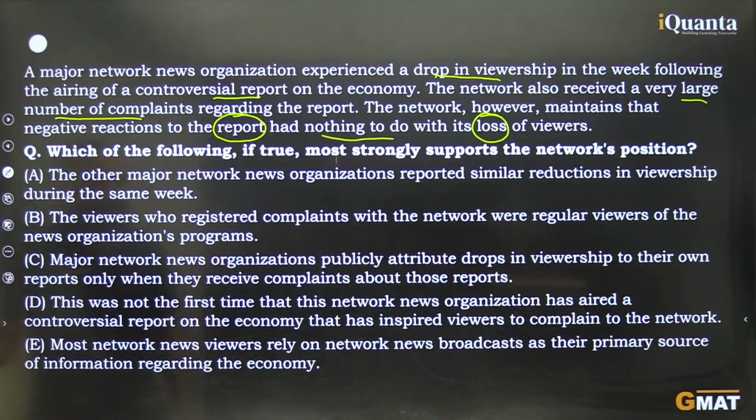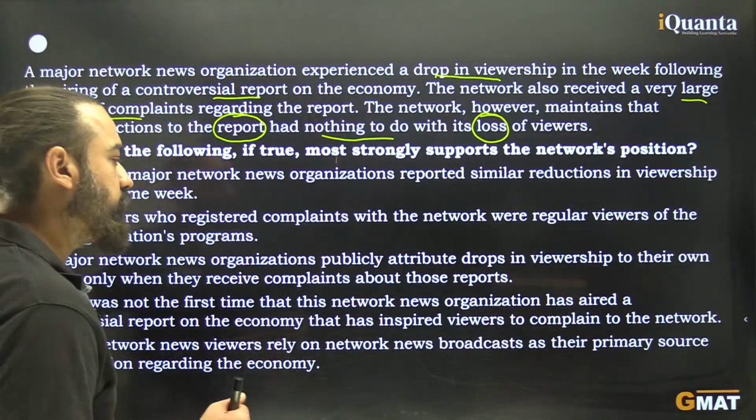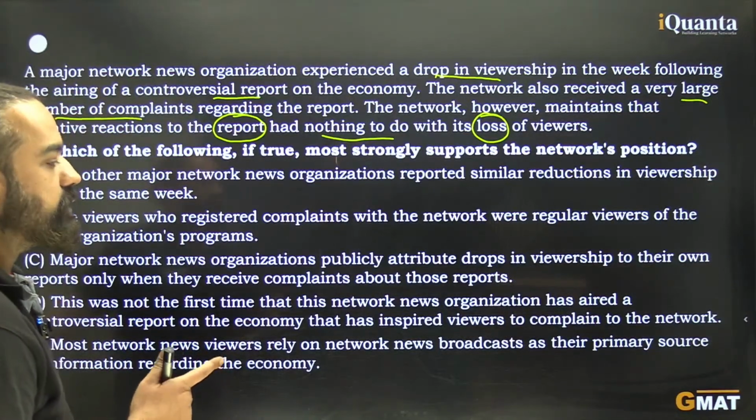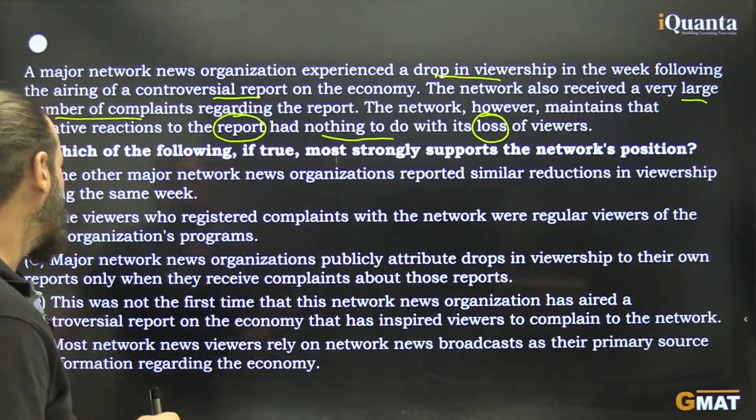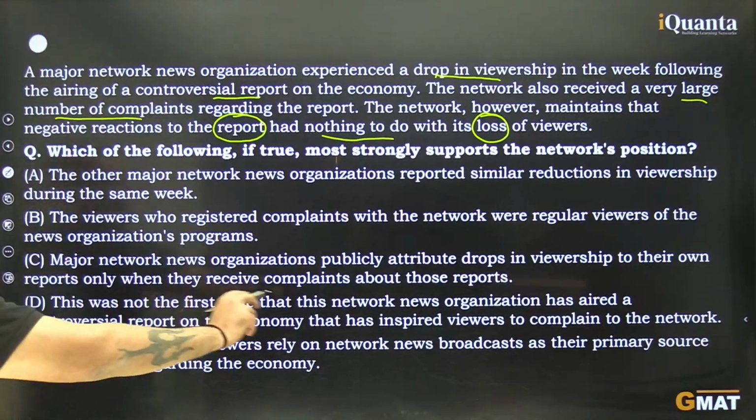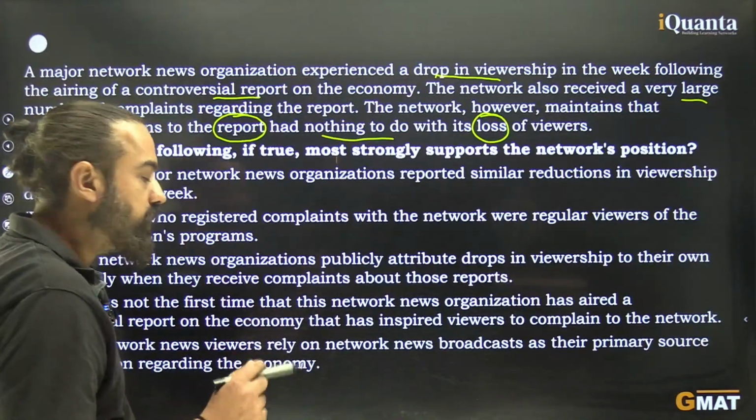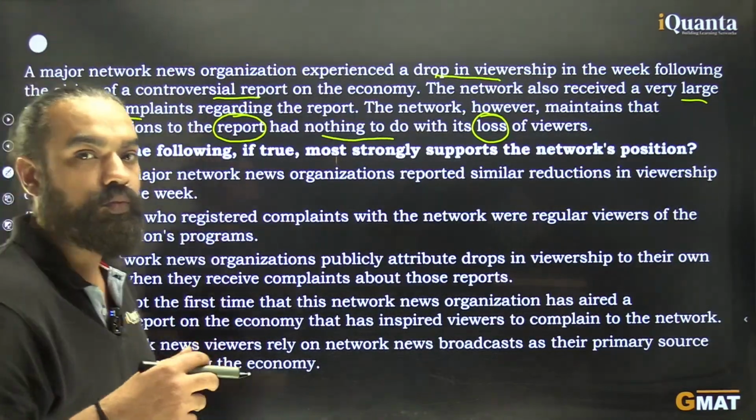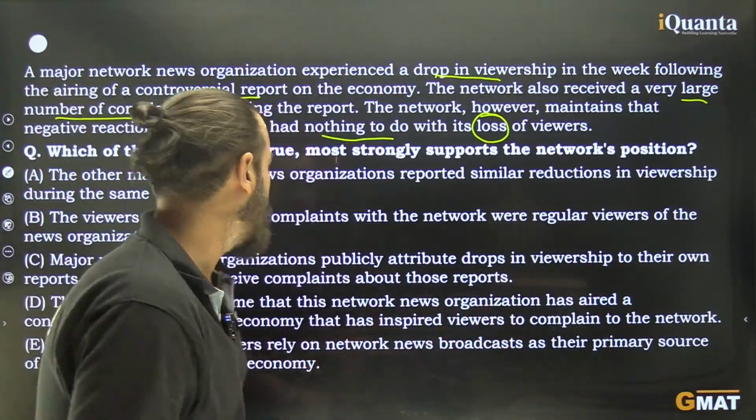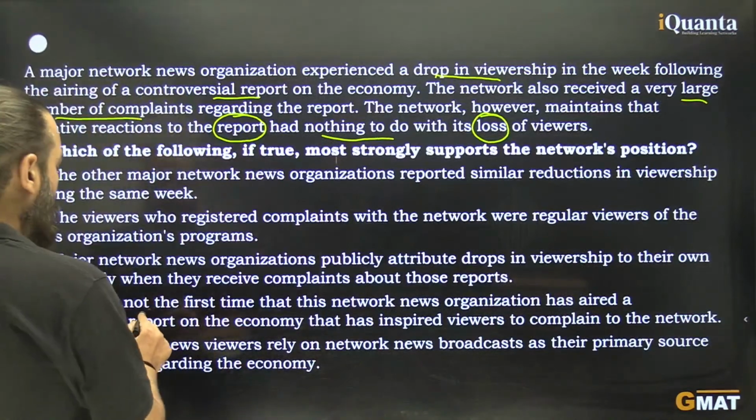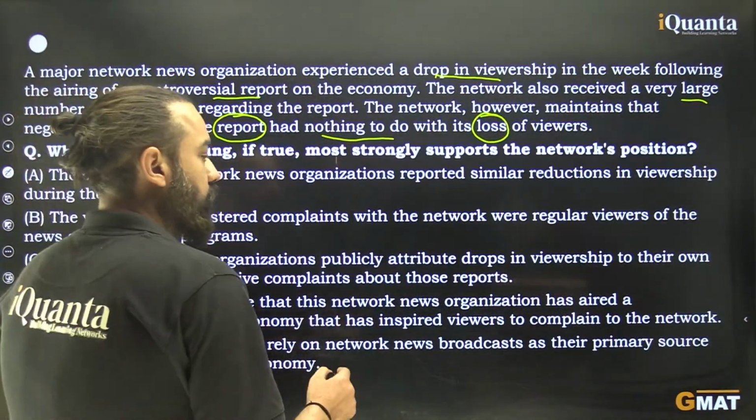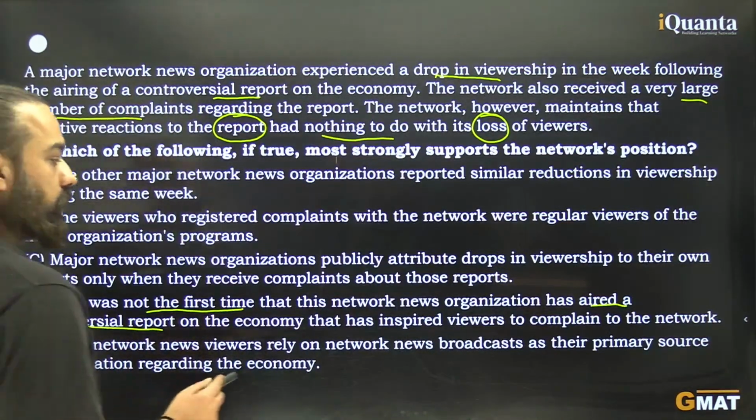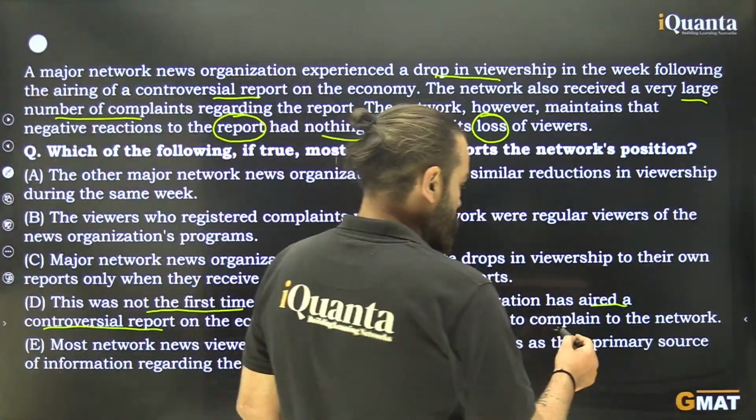D. This was not the first time that this network news organization has aired a controversial report on the economy that has inspired viewers to complain to the network. So we're saying this was not the first time. Probably this has happened earlier as well. Now, I would have considered D if I knew what had happened after they complained. It simply says this was not the first time it aired a controversial report that inspired viewers to complain to the network.